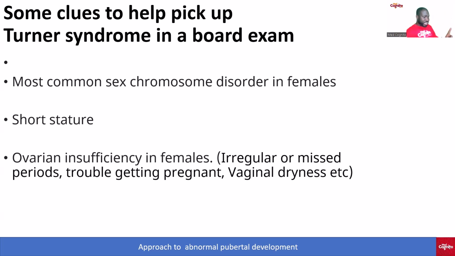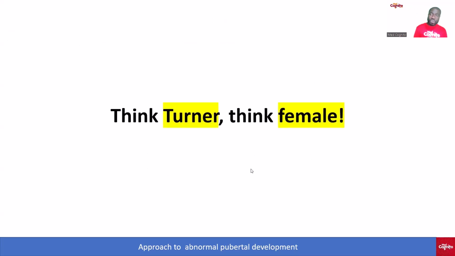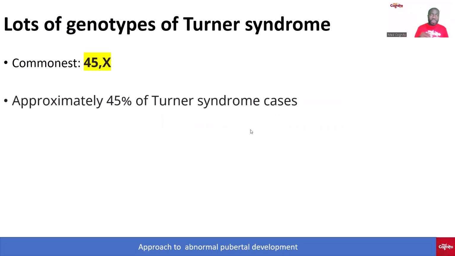As I said, short stature, webbed neck, female, think about Turner syndrome. So I put it even here. Think Turner, think female. As soon as you see that, it should draw attention to something. Think Turner, think female.